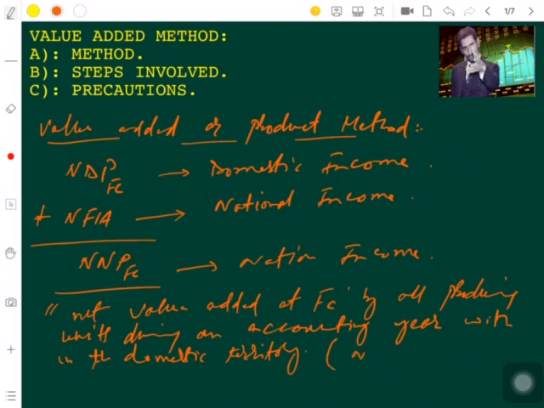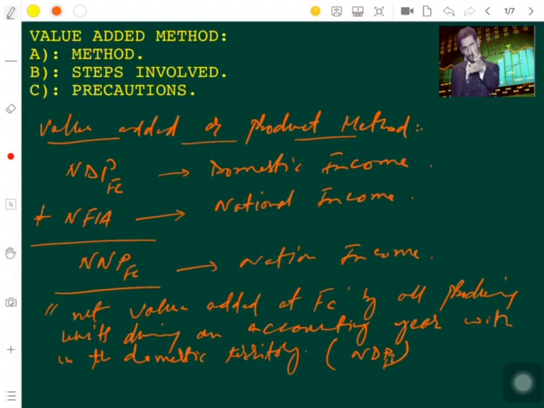So when we get net domestic product at factor cost, what do we do? We add to it the net factor income from abroad to domestic income. So we will reach NNP at factor cost.